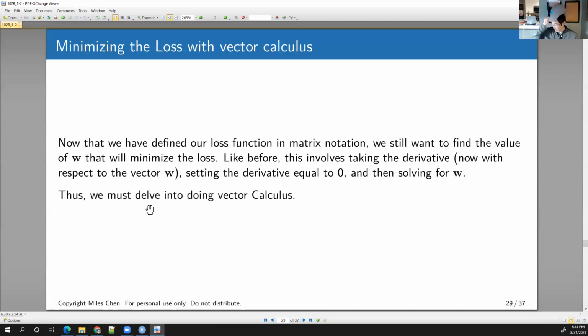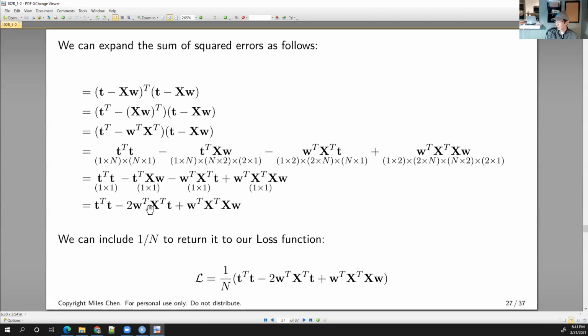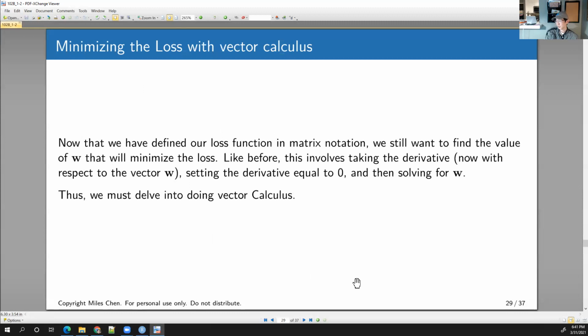Okay, and so what we want to do now is we're going to take our loss function and we're going to minimize it using calculus. Okay, we're going to do vector calculus, so we're going to take the derivative. We're going to set the derivative equal to 0, and then we're going to solve for w. But this time w is a vector. All right. So I'm not sure if you guys have done vector derivatives and things like that. But we can do it.